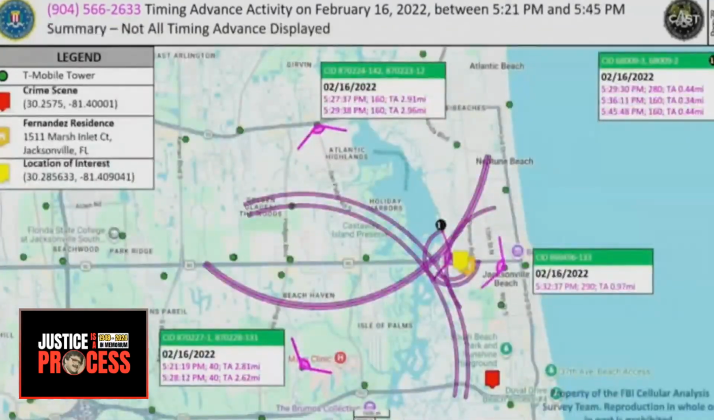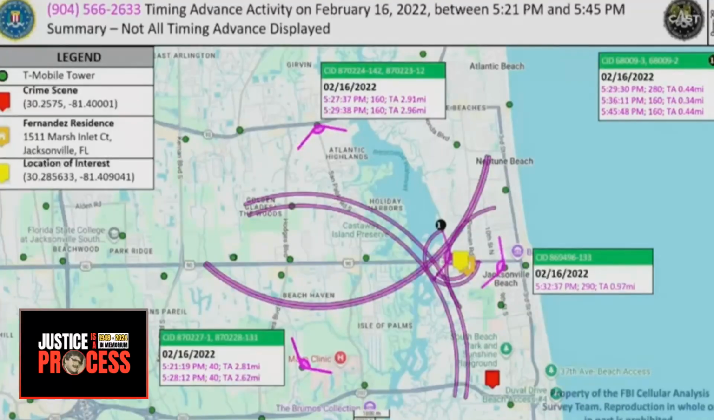February 16th, between 5:21 and 5:45, we see an indication up top that not all timing advance is displayed. Yes. And is there a particular reason you don't display all of them? Due to the volume, it is difficult to display and also represent the date, time, and distance in the call-out boxes around it in an understandable way. So this is in an effort to simplify it for presentation purposes.